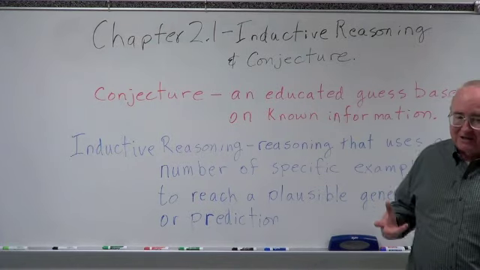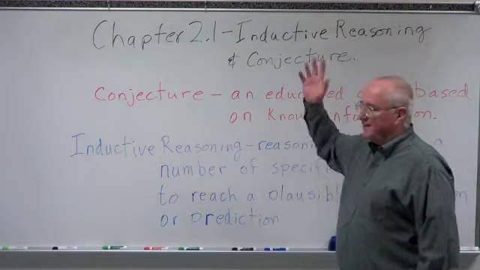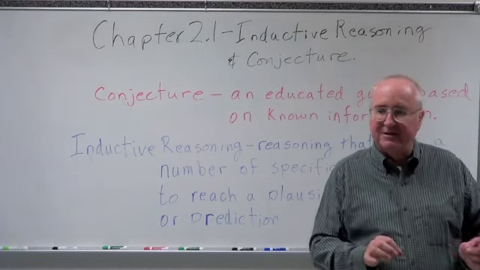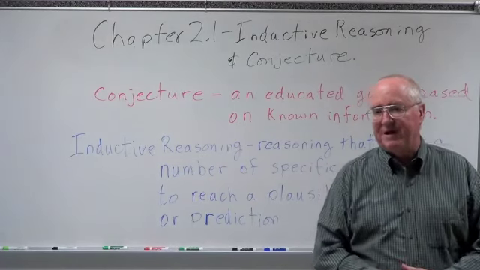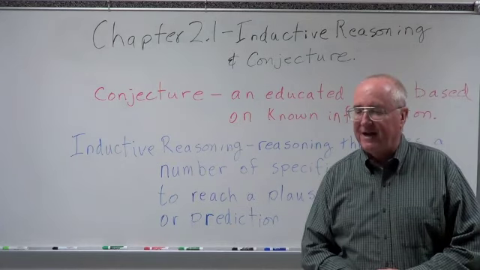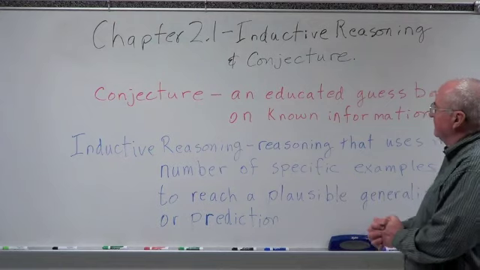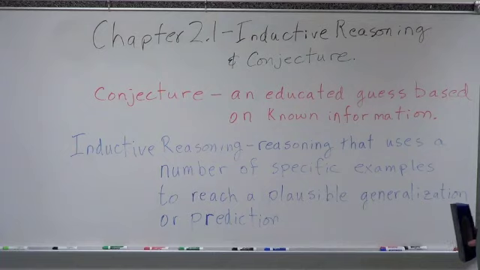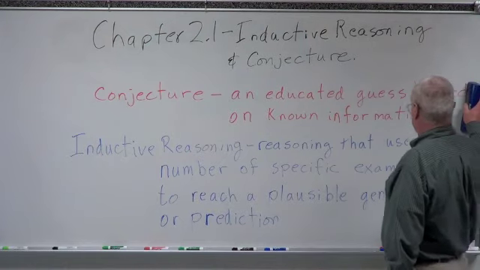In other words, we're just not guessing. We're not coming up with a conjecture that's just a guess. We're looking at events and things and saying, based on this, we believe this will happen next. Based on what's happened in history, we believe this will happen next. We'll do some examples of that. Inductive reasoning and conjecture. Conjecture, an educated guess based on known information. Inductive reasoning, reasoning that uses a number of specific examples to reach a plausible generalization or prediction.